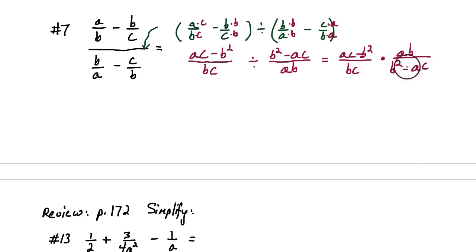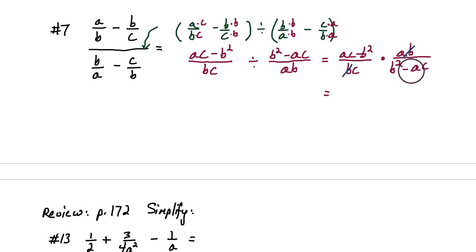But before we do that, let's try to cancel things. There's a b in the bottom and a b in the top. Those cancel away, leaving a whole number of 1. There's a c in the bottom, but there's not a single c in the top. We cannot cancel the c. There's an ac minus b squared in the top, and in the bottom there's a b squared minus ac.